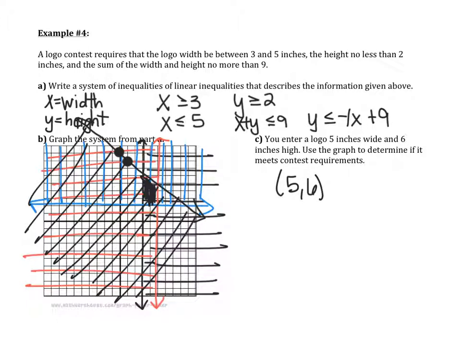So going to our origin, which is right here, let's count over 1, 2, 3, 4, 5, and up 1, 2, 3, 4, 5, 6. That would be right up here, which is not in that quadruple shaded area. So if you had a logo that was 5 inches wide and 6 inches high, it would be outside of the requirements of the contest and you would be disqualified.